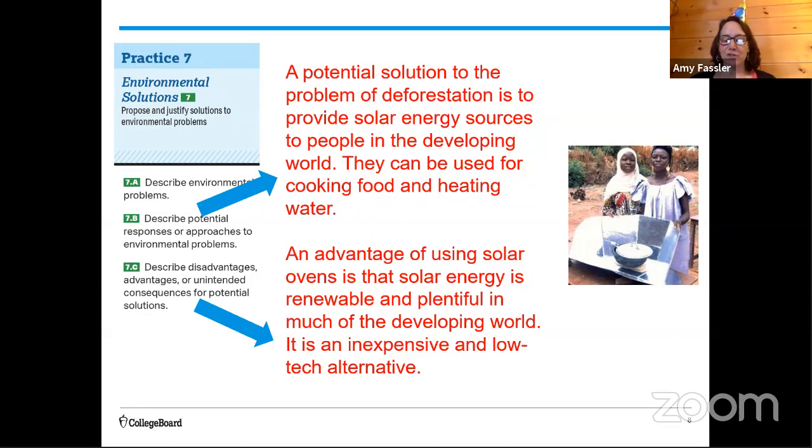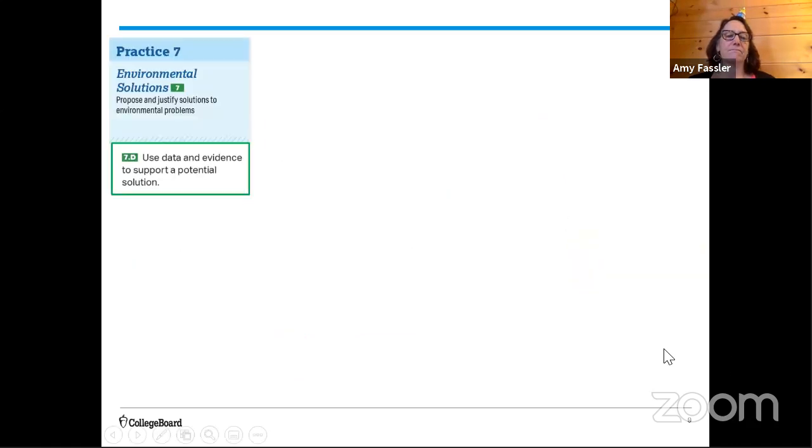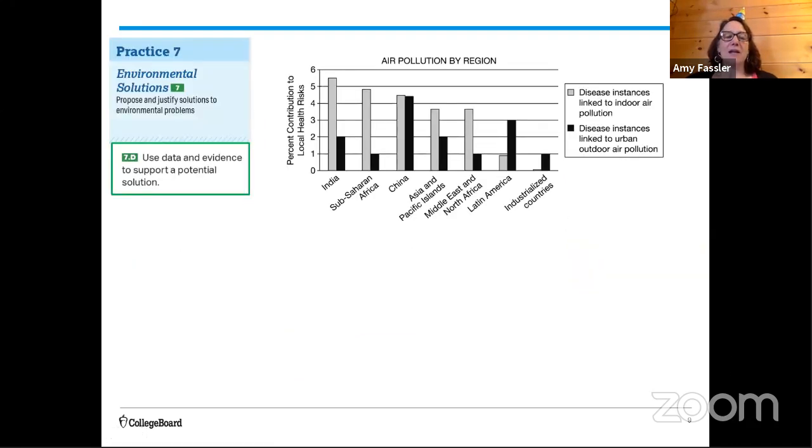Next, I might have to describe advantages, disadvantages, or unintended consequences. An advantage of using solar ovens is that solar energy is renewable and it's really plentiful in the developing world. It's a low-tech, inexpensive, low-cost alternative. And then there are two other parts of that practice that we want to mention.